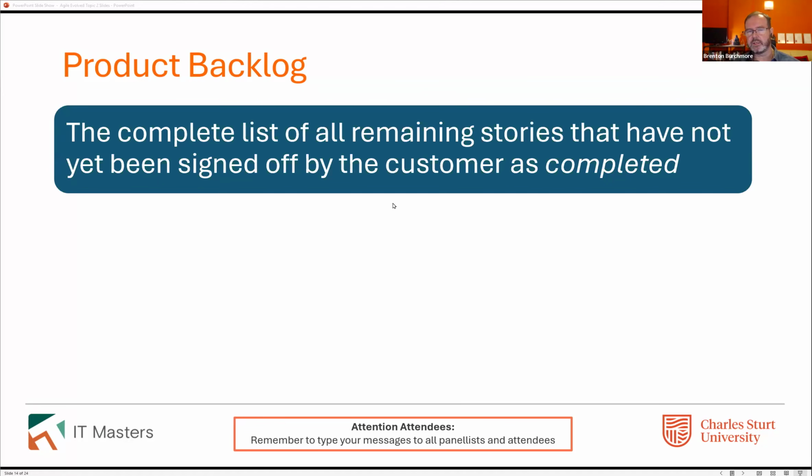How it works is a little bit more interesting. So once features and user stories are signed off by the customer, they're done. But until then, if they're still in a rework stage, if they're going to get more work done on them next or at a subsequent sprint, they're still in the product backlog.